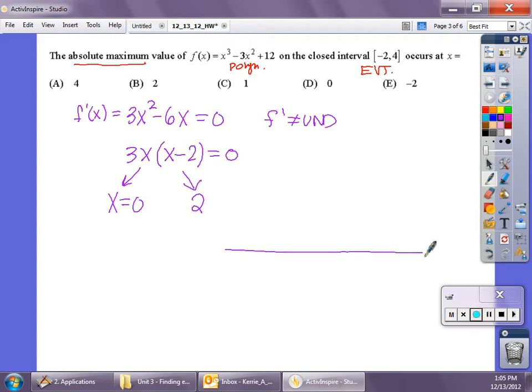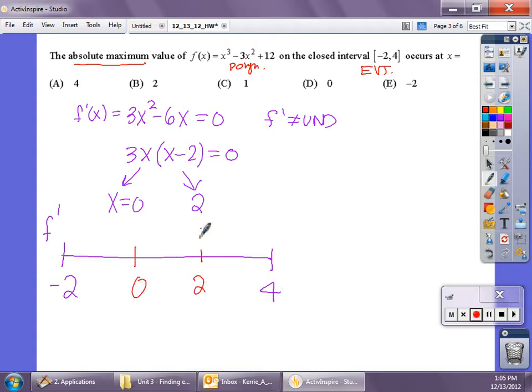I'm going to do my sign chart. Actually, let me move that over. I'm going to put my endpoints on my function, negative 2 to 4. Those were my endpoints. These are where my derivative was 0, at 0 and 2. If I look at the parabola, it was facing up, so those of you that saw me this afternoon are probably better with this, but I can do my sign chart really quickly by knowing that that's a parabola with zeros at 0 and 2. That would give me these signs.